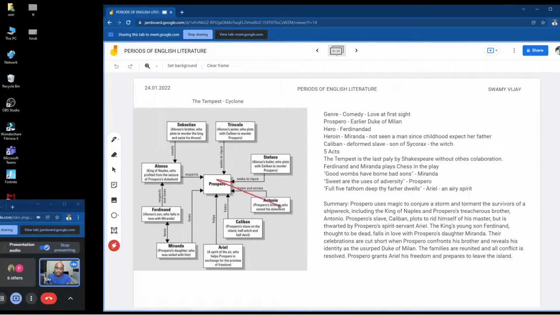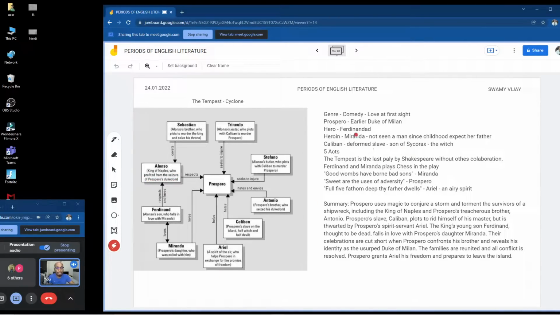So Prospero and Antonio, it's a brother's rivalry. Prospero was actually the king, and then Antonio seizes his power. And then Stefano, Alonso's butler, who plots with Caliban to murder Prospero, and Trinculo, Alonso's jester, who also plots with Caliban. All these people want to murder Prospero. And Sebastian, Alonso's brother, who plots to murder the king and seize the throne. So these are the characters. And Alonso, king of Naples, who profited from the seizure of Prospero's dukedom.